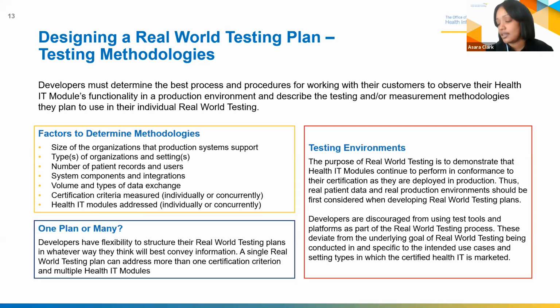So when determining your testing methodologies, okay, you want to consider some factors, all right? We put some factors out there for you to consider when you're thinking about your methodologies that you're going to use for real-world testing, and that's going to be the size of the organizations that production systems support, the types of organizations and settings, the number of patient records and users that are on it, system components and integrations, volume and types of data exchange, certification criteria measured individually or concurrently, and health IT modules addressed individually or concurrently.